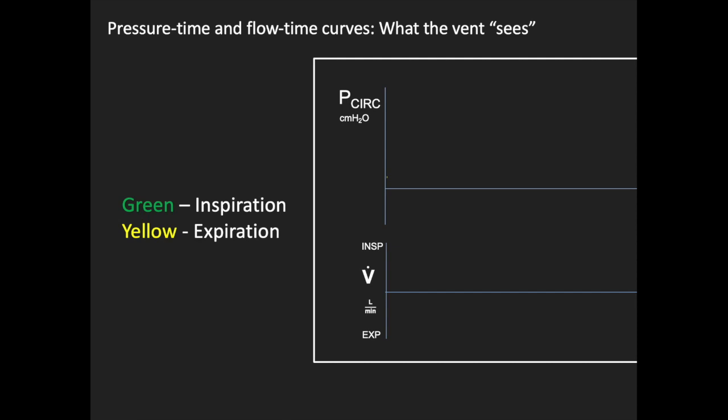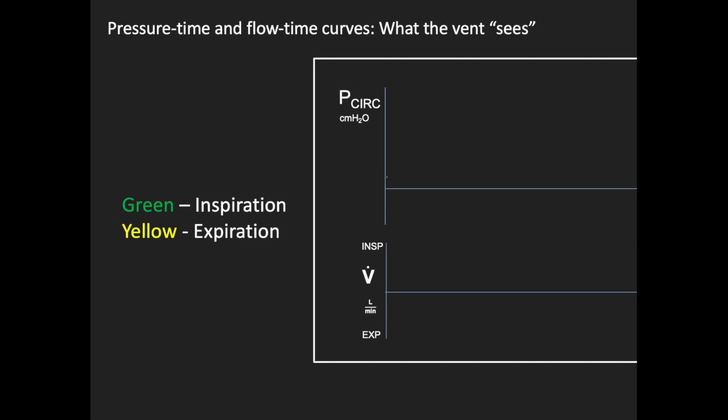So the only understanding it has of the world outside itself is the pressure inside those tubes and the flow that's going through those tubes. So looking at these curves is like looking into what the ventilator actually sees of the outside world, right? So if you have any ventilator problems, one of the most important things is to look at these curves to understand the ventilator's perspective of what's going on.